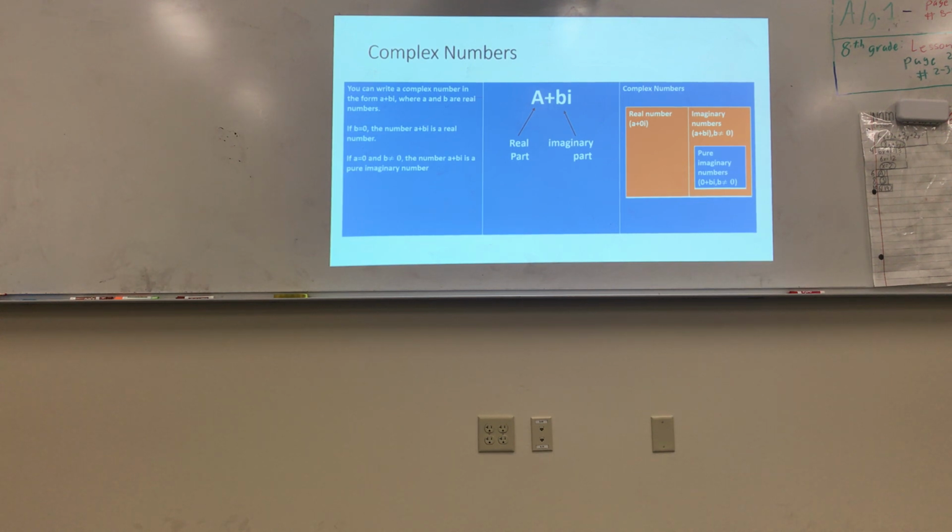If a equals 0 and b does not equal 0, the number bi is a pure imaginary number, because you're just going to take the imaginary number times b. Now, we've learned about real numbers: rational, irrational, counting, natural numbers. That all goes over here. Today we're working more on this other side. We have imaginary numbers, and then we have pure imaginary numbers, where a is going to be 0.